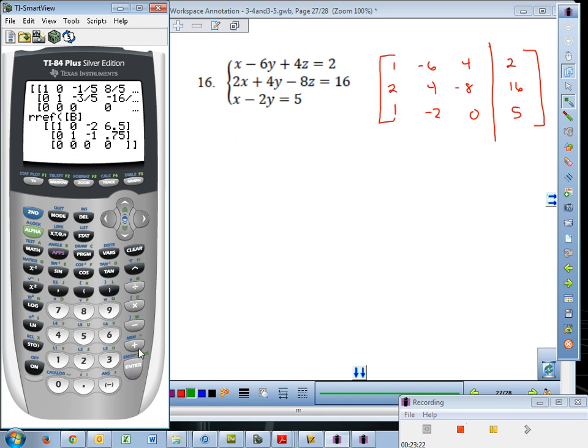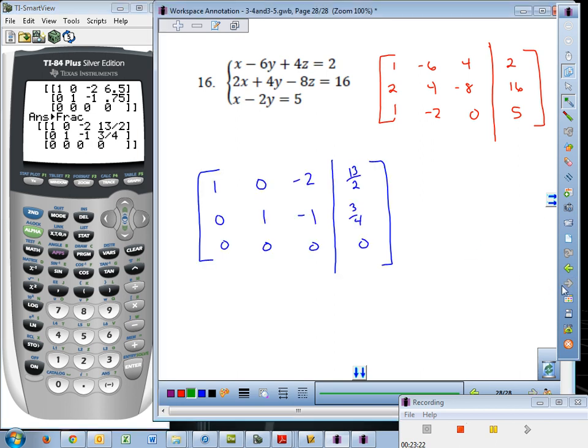Now hit enter. Do I got decimals? Yes or no? How do I change them into fractions? Math, enter, enter. Boom. Nice, neat fractions. So you write your reduced row form matrix again.